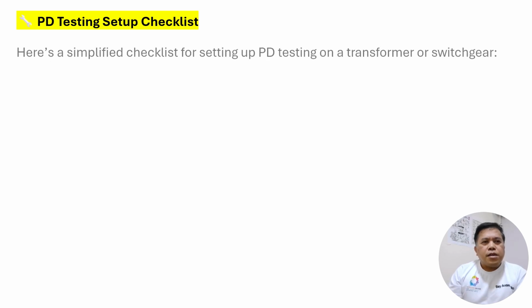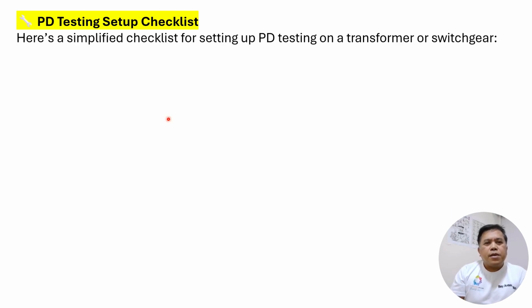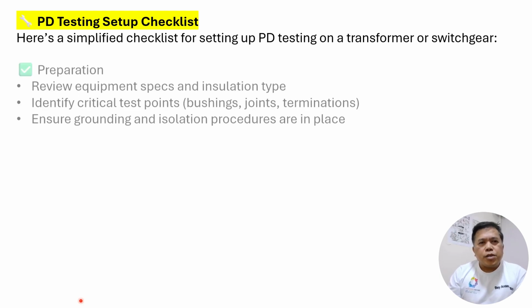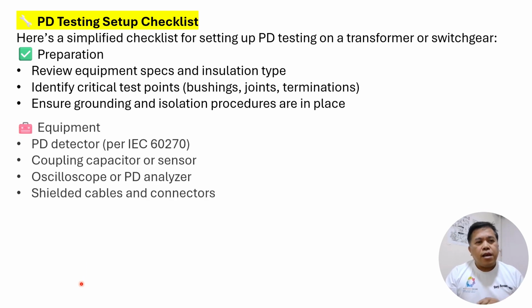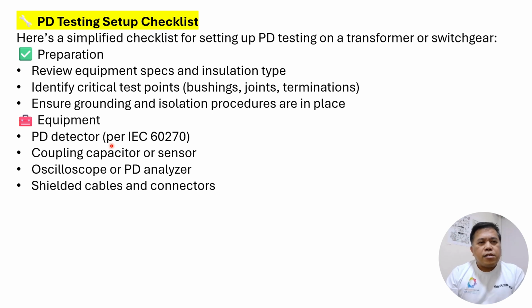So, the PD testing setup checklist. Here's the simplified checklist for setting up partial discharge testing on a transformer or switchgear. Preparation: review equipment specification and insulation type, identify critical tests for bushings, joints, and terminations, and ensure grounding and insulation procedures are in place. Of course, you follow the procedures. We have procedures, and we have manual procedures coming from the vendors as well. Equipment: what kind of equipment? Partial discharge detector per the IEC international standard, coupling capacitor as sensor, oscilloscope, shielded cables, and connectors.